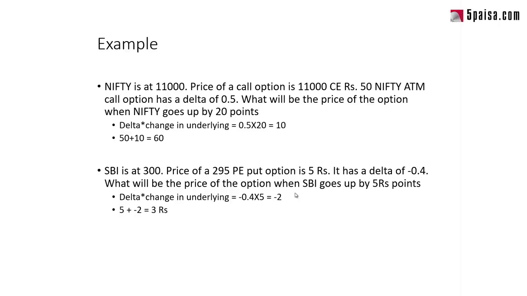That is fairly simple. Delta into change of underlying is the change in option price. So that's minus 0.4, right? Because it's a put option, into the change in underlying, which is 5 rupees. So that's minus 2. The option price would drop by 2 rupees. So 5 minus 2 is 3 rupees.